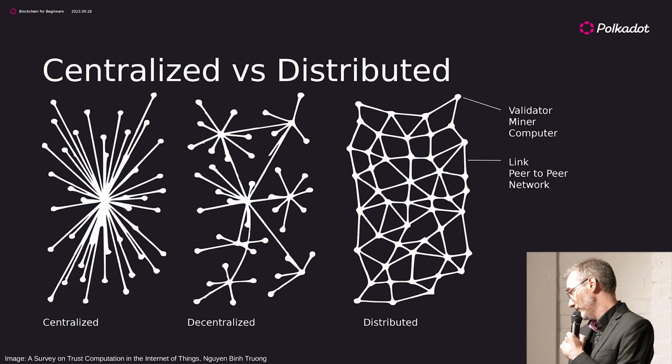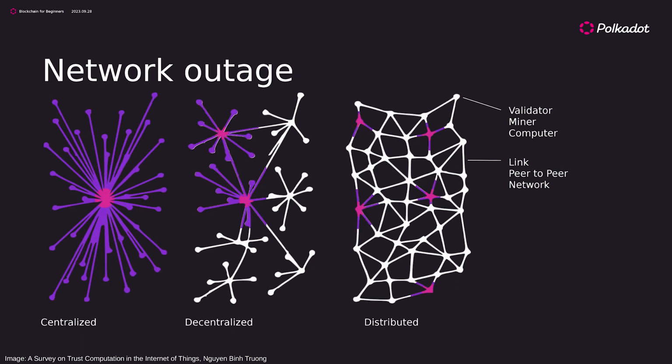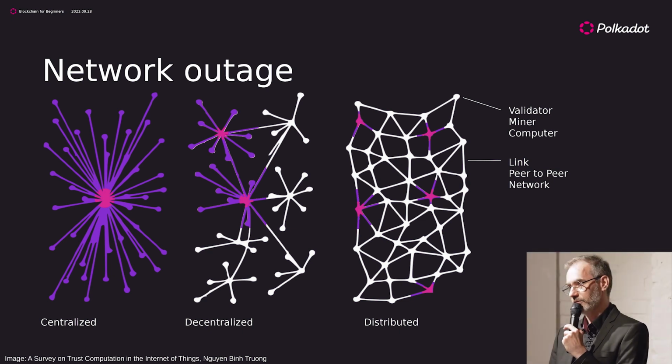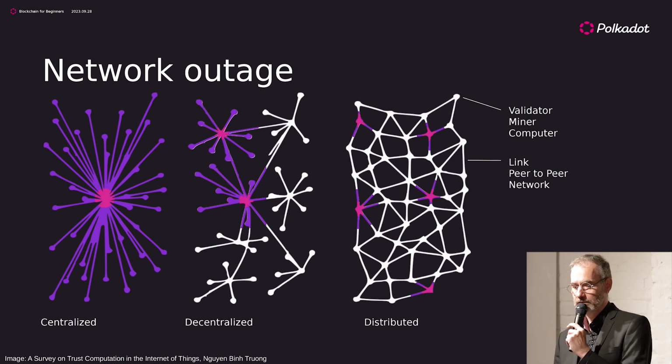And why do we prefer distributed networks for blockchain? The reason is mainly that we want to be very resilient against outages and disturbances in the network. Here we come to network outages. In the centralized one, we see the main server goes offline, everything is broken. In the middle, decentralized, okay, some nodes go offline, some communication is disturbed, but we can also see that parts of the network can't communicate with each other, so it's pretty bad. And in the distributed network, we see that basically only the nodes go offline that are broken.